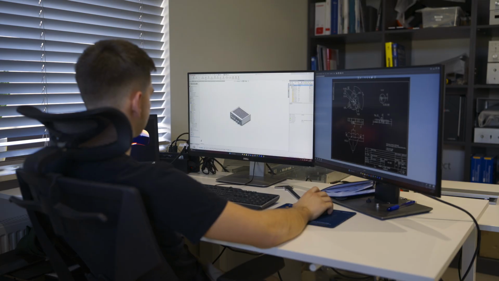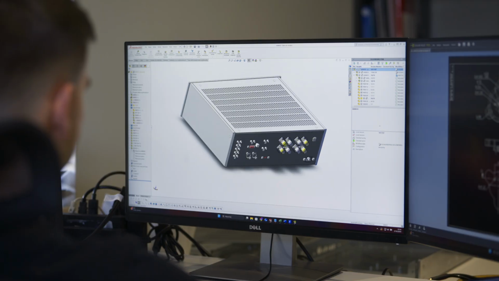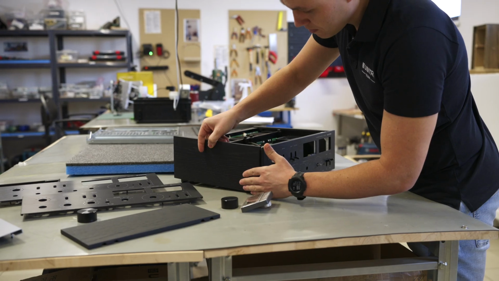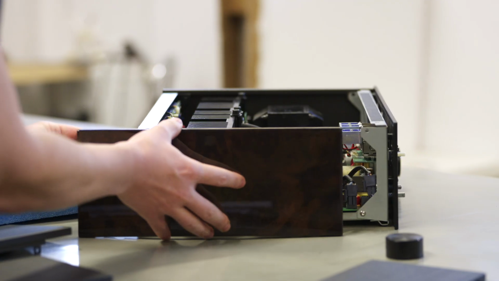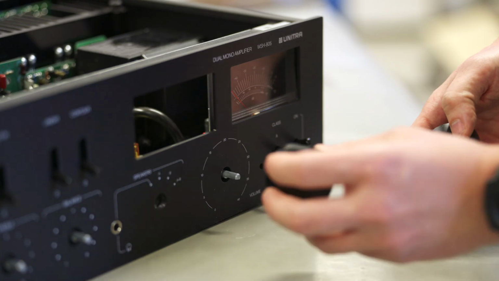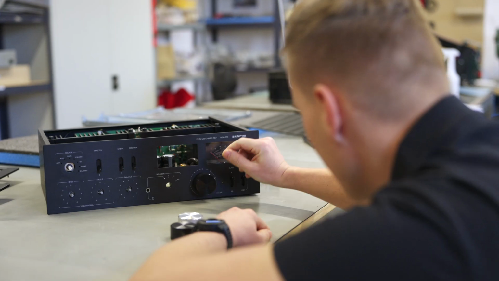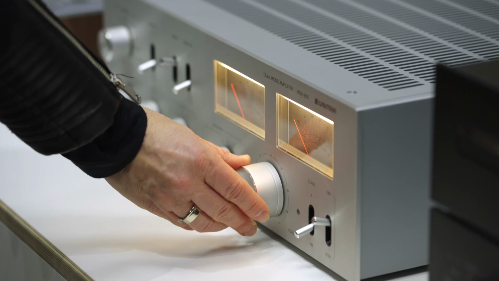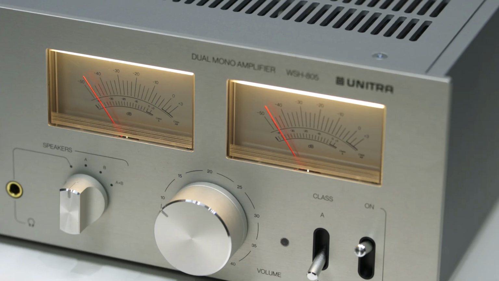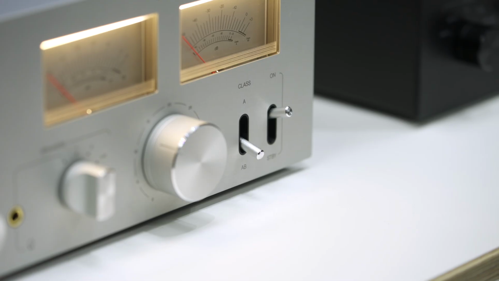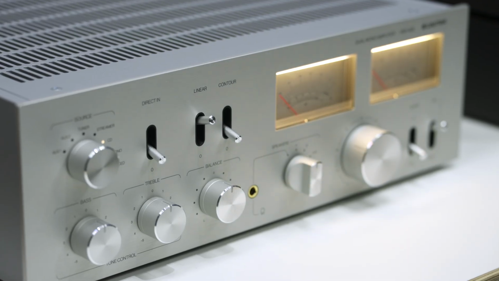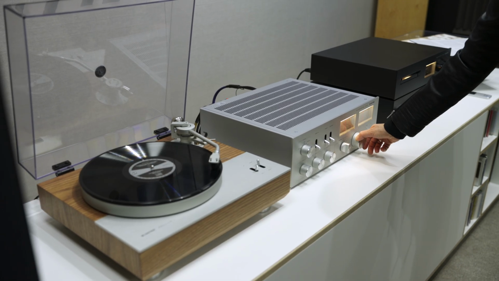WSH-805 was redesigned in the R&D department with one of the largest teams of young audio industry engineers in Europe. The amplifier is inspired by Unitra's older model, WSH-205, now made with modern materials and components. Characterized by its timeless design with swing hour indicators and patented automatic switch technology. Let's start with the components of the device.